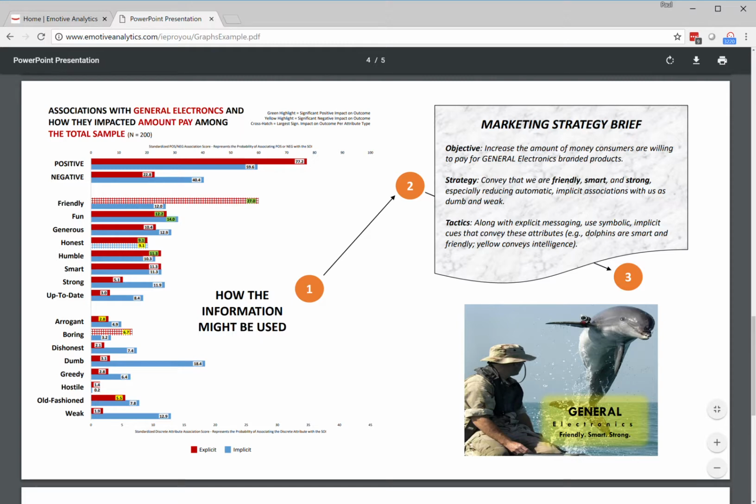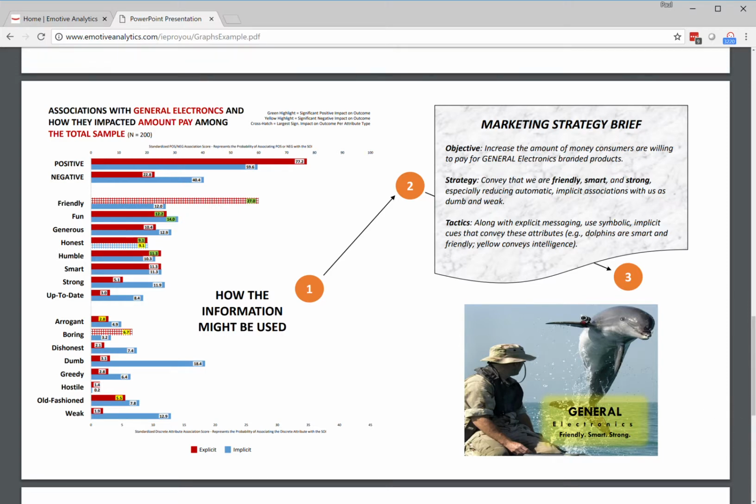So the tactics then would be to take these attributes and somehow execute them in what I have here, maybe a print ad. In the print ad, you can see the tagline, friendly, smart, and strong for General Electronics. And then to address the implicit associations, one might want to use symbols of friendliness or smartness or strength. Here we use a dolphin as an example, as dolphins are considered to be smart animals, if you will. And yellow conveys intelligence. You can look that up in some psychological research.